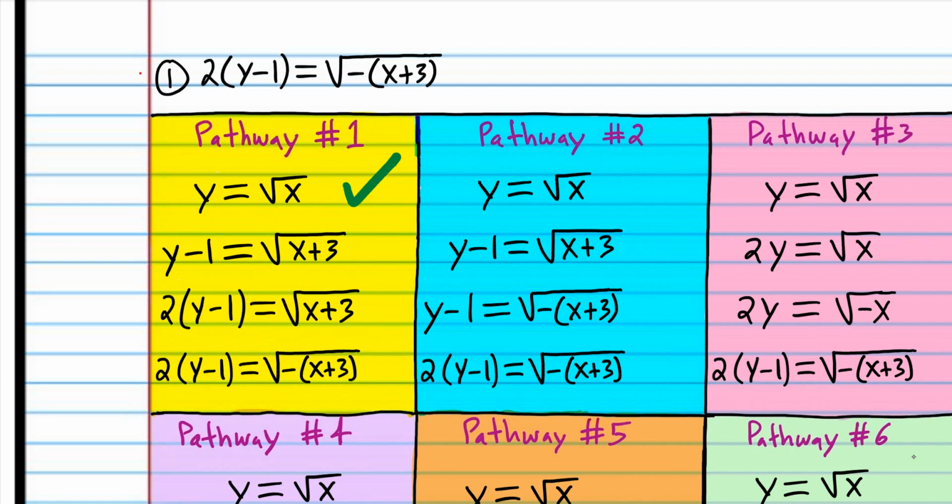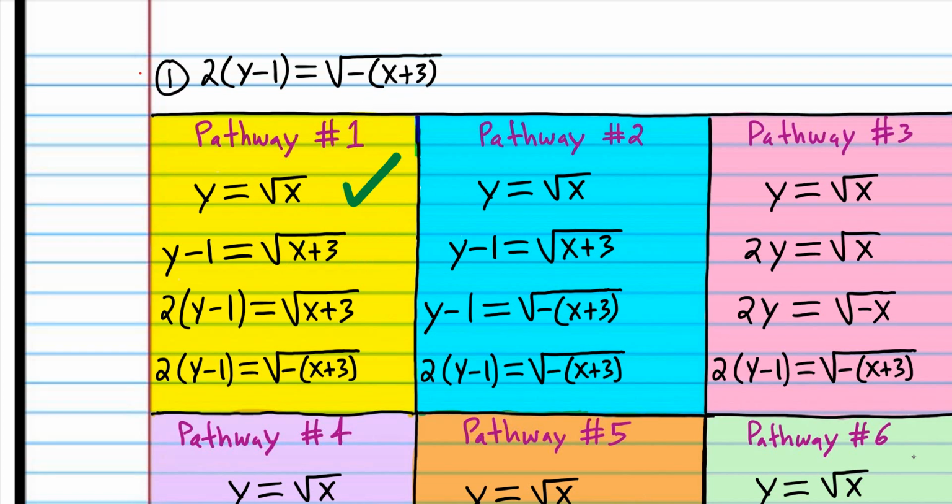So we've got our parent equation. It's the correct equation because we have a square root here. Then we're going to replace y with y minus 1, obviously because we have y minus 1 in our equation up here. And we're going to replace x with x plus 3 because we have x plus 3 in our equation.